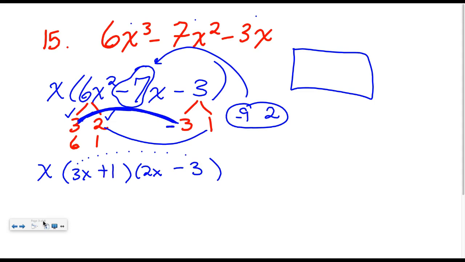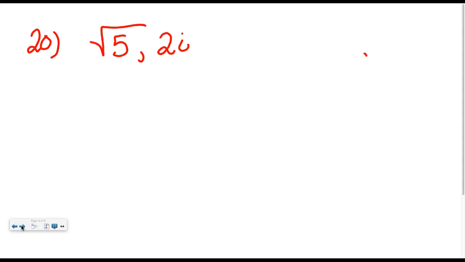And it said to check it with multiplication. I'll leave that up to you. Number 20 is like one we did yesterday. Before we do number 20, what I want you to do is go put the answer in a box for number 16. Number 16, it gives you nice numbers that are zeros.